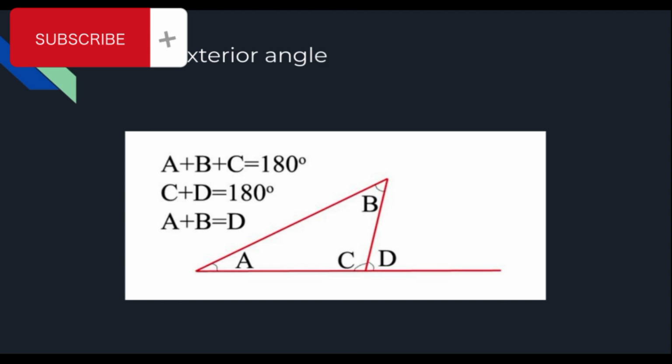And so basically the formula will look like this. A plus B plus C equals 180 degrees. So as you can see, all the angles in here add up to 180. C plus D equals 180. So D, the missing angle, plus C would also equal 180 degrees. Why? Because it's a straight line. And A plus B equals D. So A plus B will equal the missing value for D.